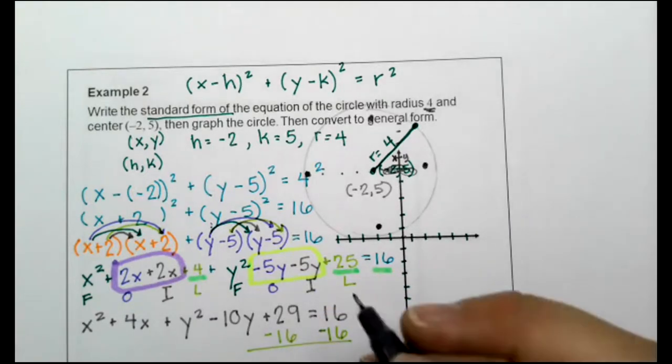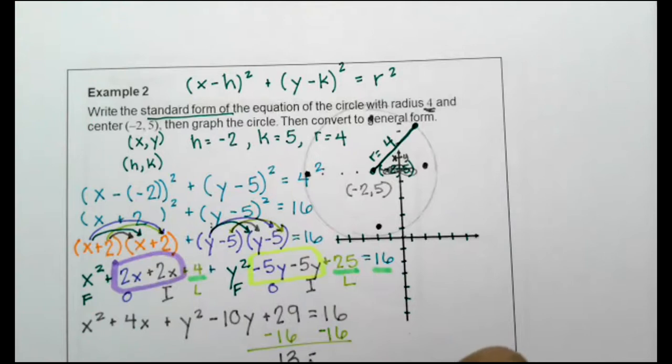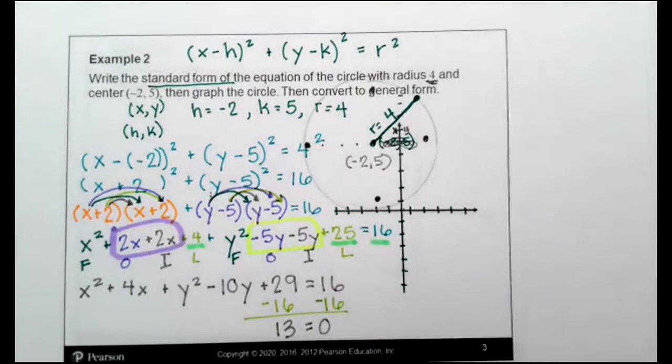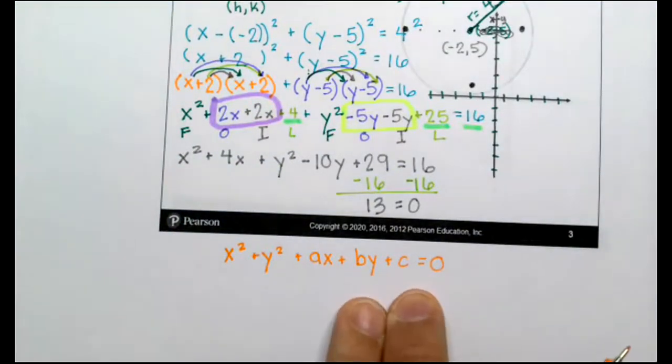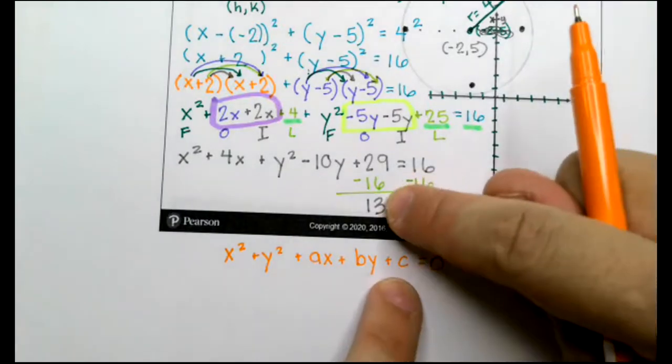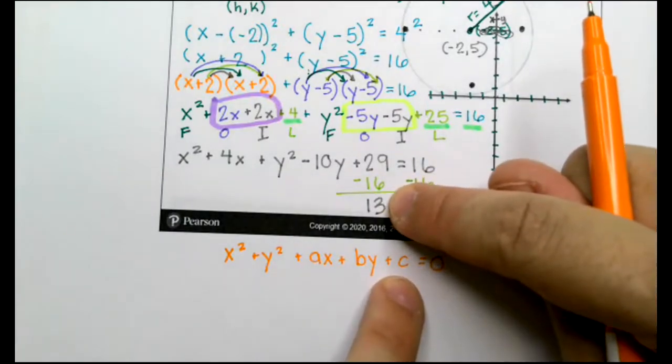29 minus 16 is 13. And now that side is 0. Because the general form is x squared plus y squared plus ax plus by plus c equals 0, I have the 0. The c is alone, so that's my 13.